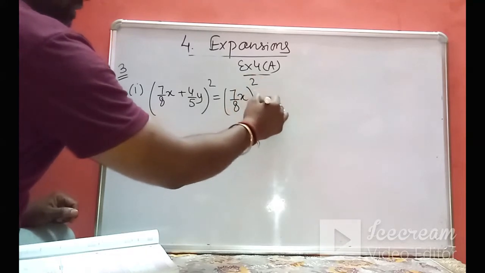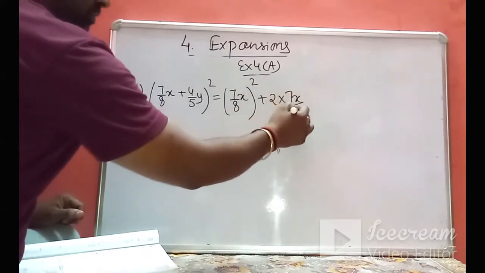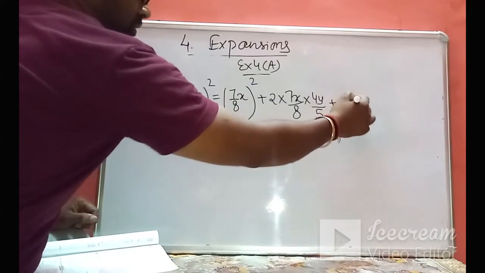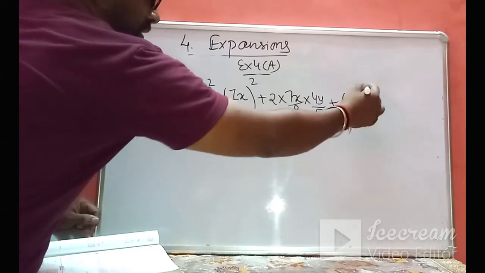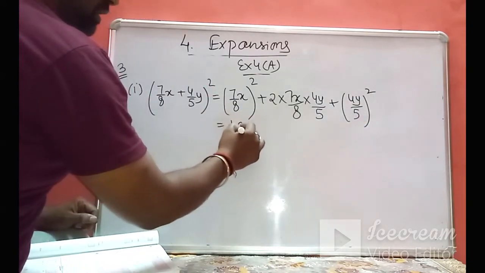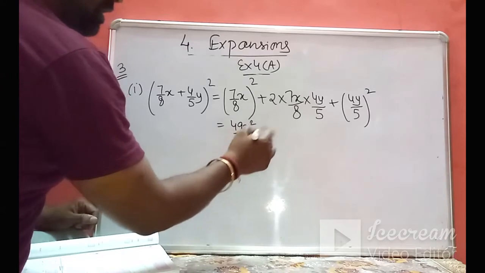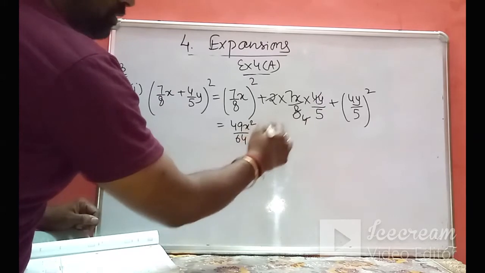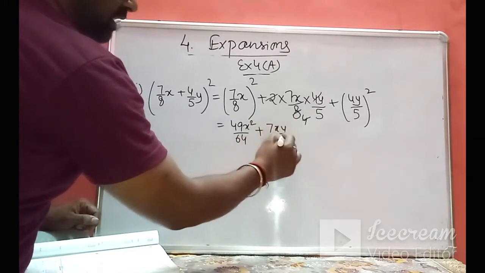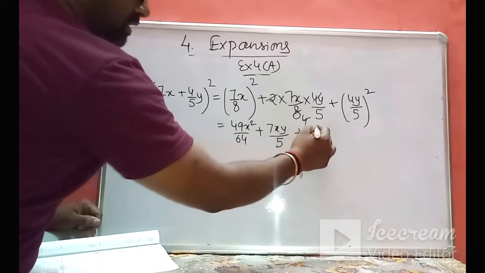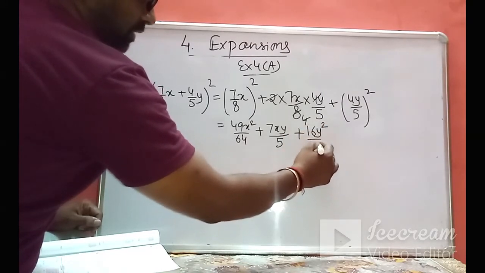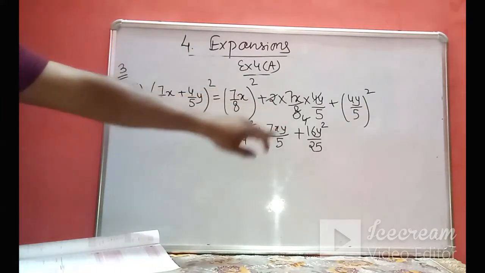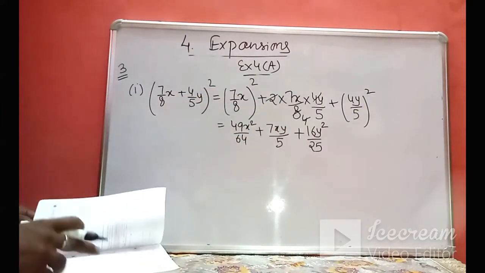7x by 8, plus 2ab, plus b square. So this is 49x square upon 64. Now it can be simplified. See, 2 into 2 is 4, 4 and 4 will cancel. So we are left with 7xy upon 5 plus 16y square upon 25. So if any term can be simplified in 2ab, you better simplify it, and then you will write the answer.